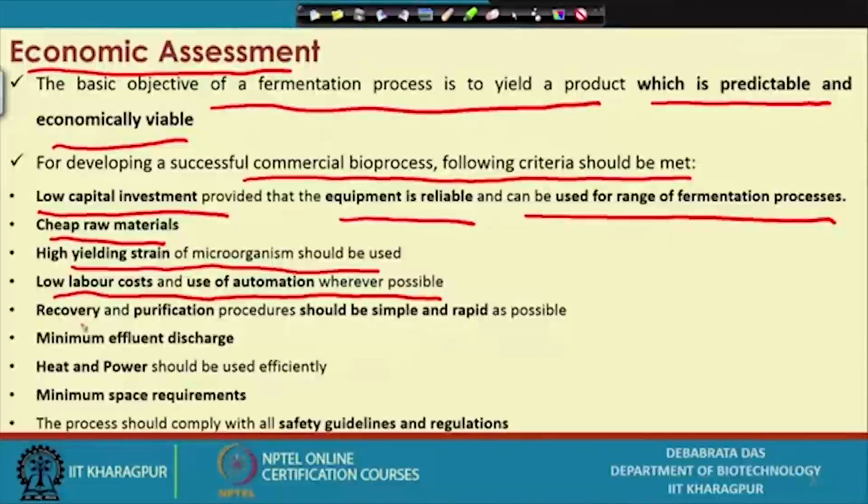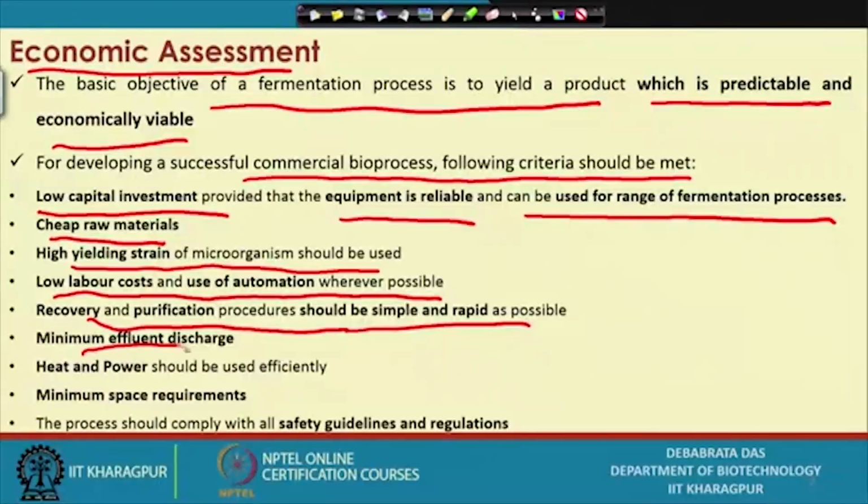It is reduced to almost 1/10. So, that is one of the important factors. The recovery and purification procedure should be simple and rapid. That is also very important: how simply we can separate out the material, that product, and minimize the effluent discharge.